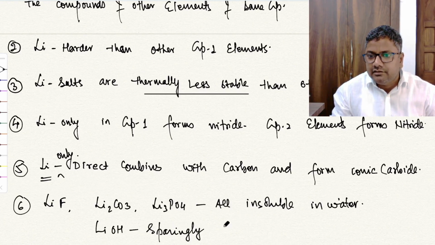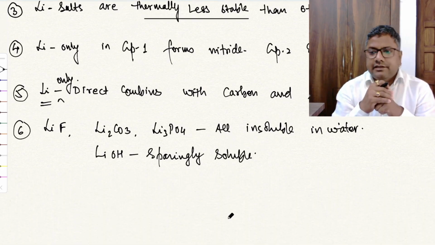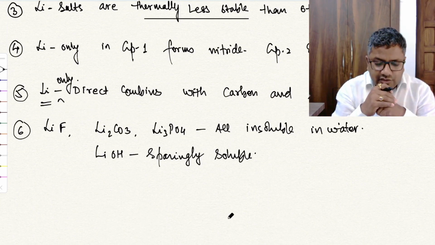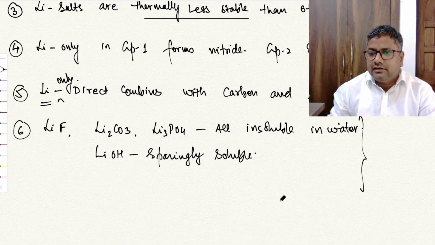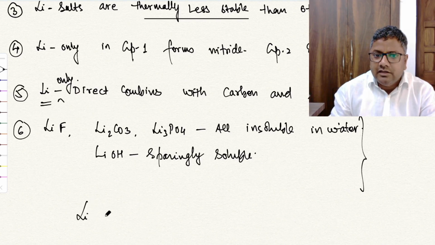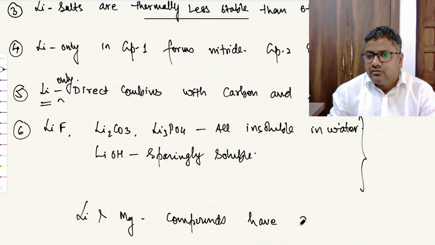Lithium hydroxide is sparingly soluble. This shows that lithium compounds have sufficient covalent character, a high degree of covalent character. This shows that lithium and magnesium compounds, basically, have sufficient covalent character, right?